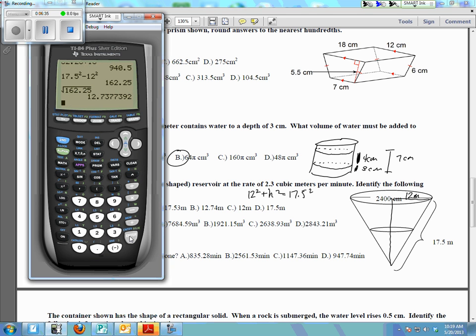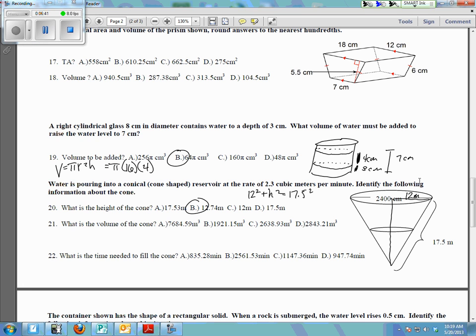And that becomes my height. So 12.74 would be option B. Okay, so this height is 12.74. Now what is the volume of the cone? Well, remember, volume of the cone is 1/3 pi r squared h.